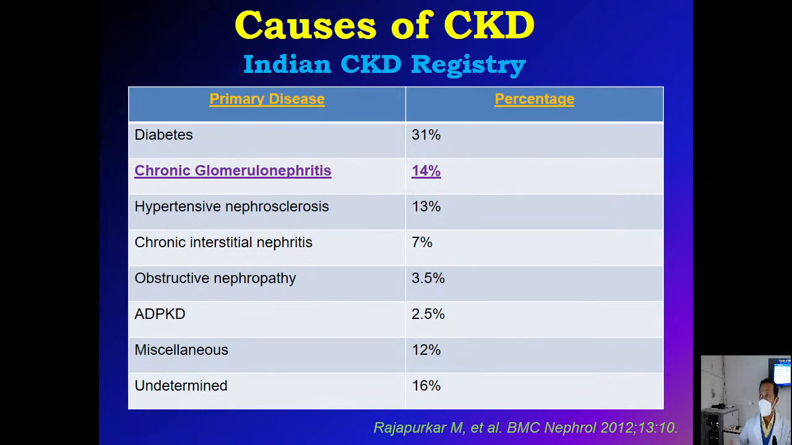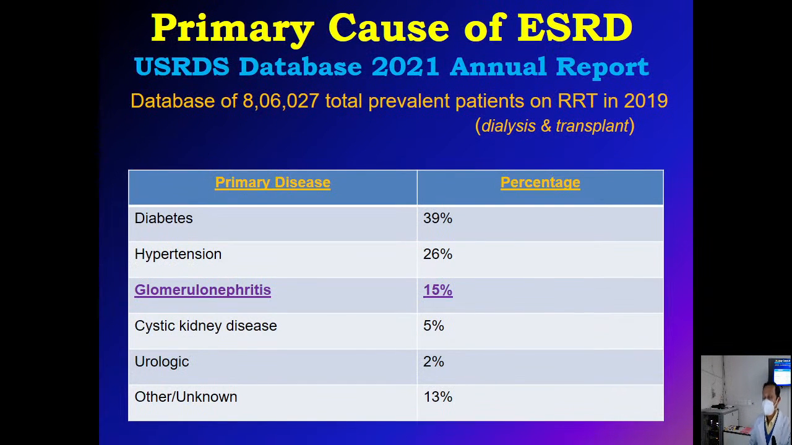So CGN, and IgA of course is a part of CGN, we'll come to that. So it's about 14%. What about the world?